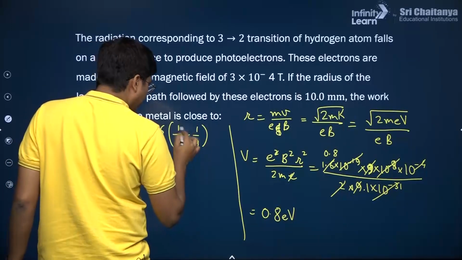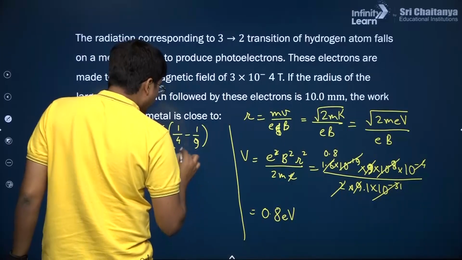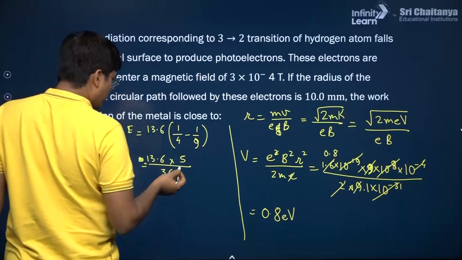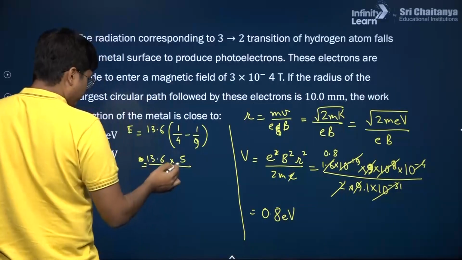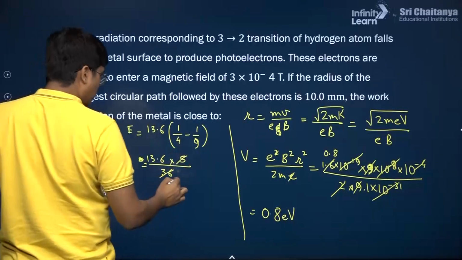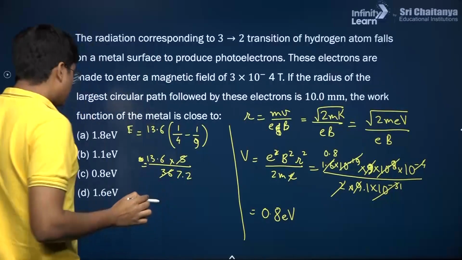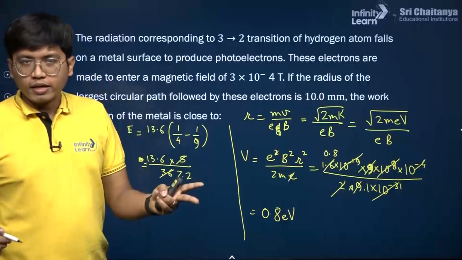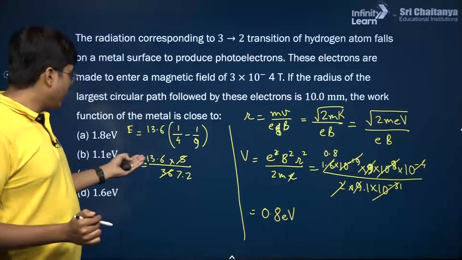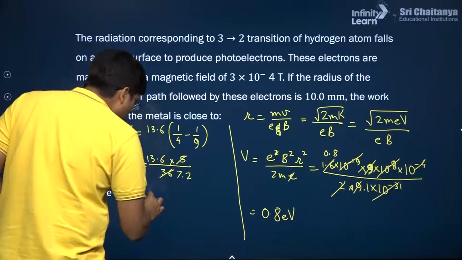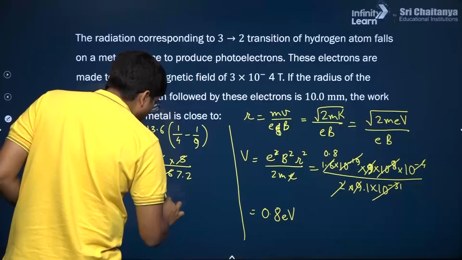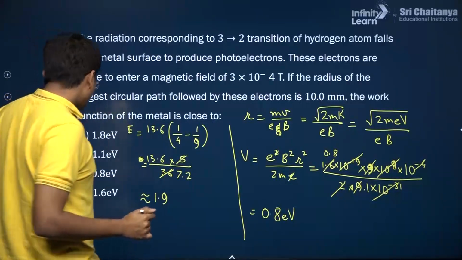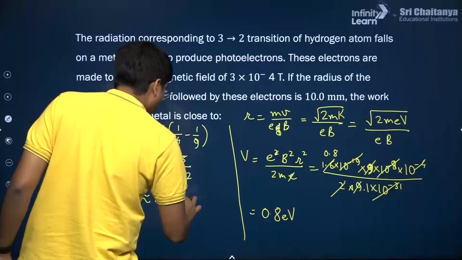13.6 into 9 minus 4 will give you 5 divided by 9 into 4 will give you 36. So if I just cancel off some stuff here, let's take this out. This will come with 7.2. Now this 7.2 with 13.6, you can tell that 7.2 into 2 is 14.4. So it is a little less than 14.4. So I'm approximating it is around 1.9. Roughly 1.8, 1.9, roughly in that region. Okay. So it's going to be 1.9 electron volts.